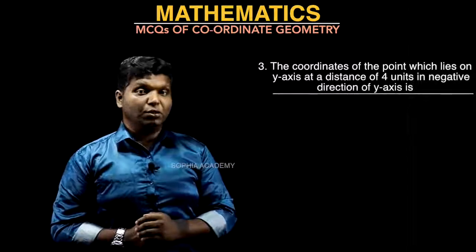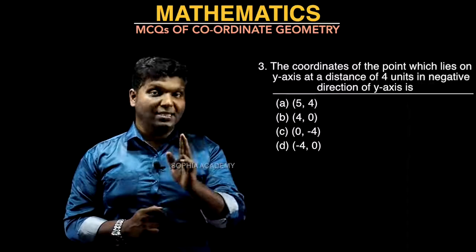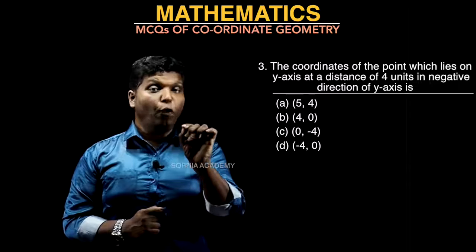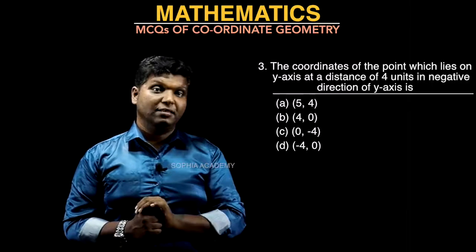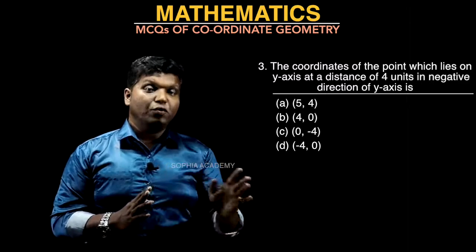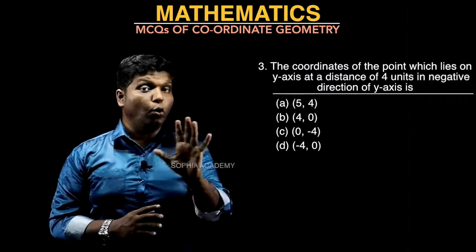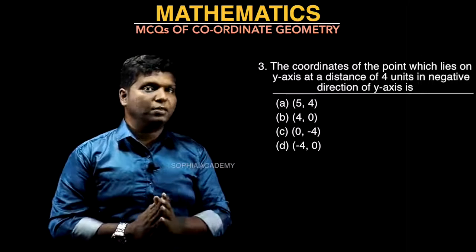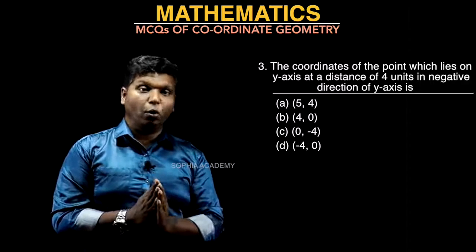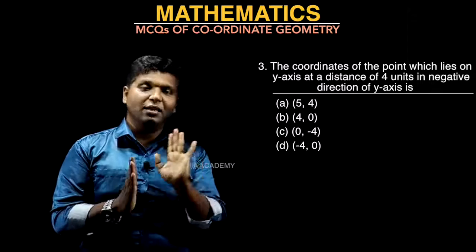Now going to the third question. The coordinate of the point which lies on the y-axis at a distance of 4 units in the negative direction of the y-axis is. So from this one, the coordinate of a particular point, coordinates means it should be x and y, okay? It's not given that you have to mention the abscissa. It's not mentioned that you have to tell the ordinate. Coordinate means you have to mention the x coordinate and the y coordinate.